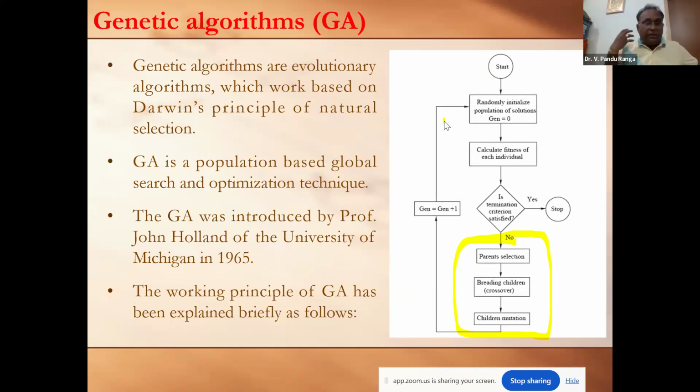Like that it will continue for the number of generations. When the termination criterion is reached, we stop the execution of the program and provide the best population. In this case, the best population may correspond to the best neural network, the best neural network architecture, or the best fuzzy logic controller configuration. That is the best knowledge base, that is, the best database and rule base. That is our objective here.